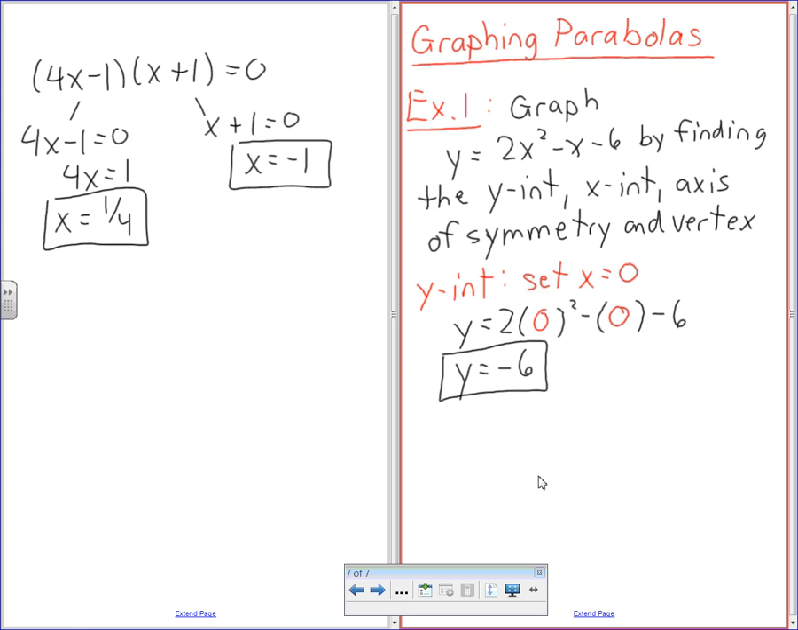Okay, so what point will that be on my graph? What are the coordinates, please? 0 and negative 6, yes, okay. They're not the same thing at all. Negative 6, it's snowing outside; positive 6 is raining outside. Okay, so that's the y-intercept.